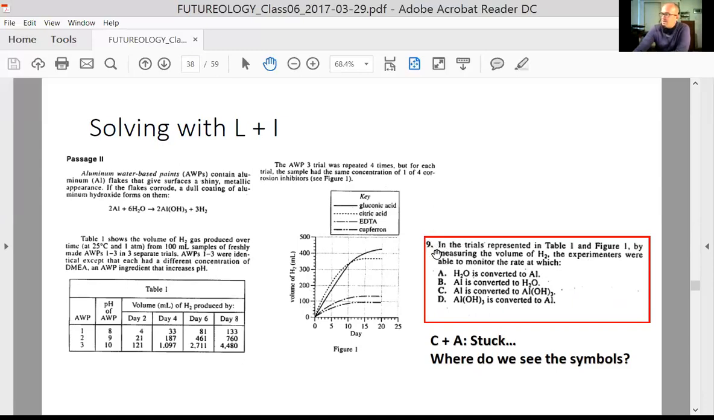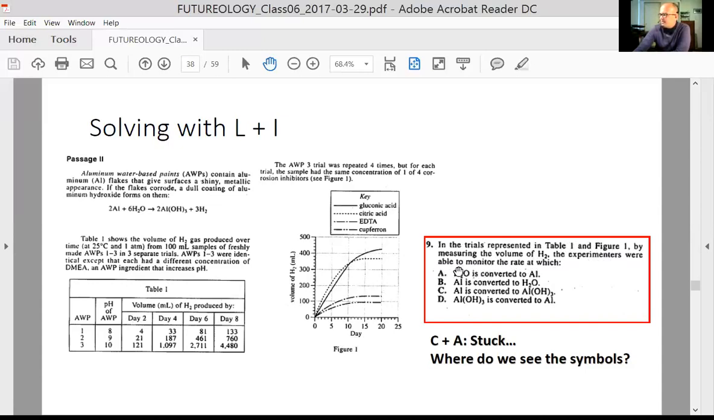So question number 9 in this passage says, in the trials represented by Table 1 and Figure 1, by measuring the volume of H2, the experimenters were able to monitor the rate at which... Okay, so they said that we should look at Table 1 and Figure 1. So let's take a look at Table 1. Yeah, there's volume of H2 and something about H2s and the days. And if we look at Figure 1, there's more volume of H2 and there's more days.